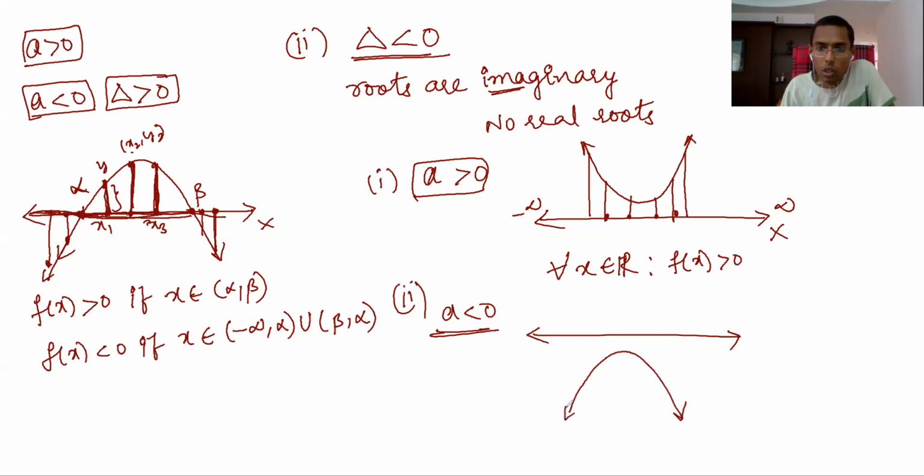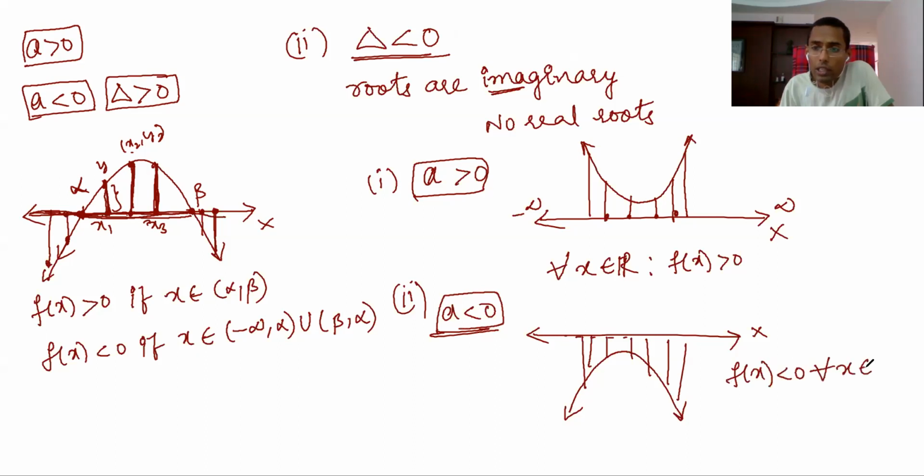No real roots means what? The graph is not going to intersect the x-axis. So therefore, it's always downwards, which means it's always negative. So what you can write is, when A is less than 0, f of x is less than 0 for all real numbers. This is very important. For all real numbers, it's negative. Here, for all real numbers, it is positive. This is very, very important.